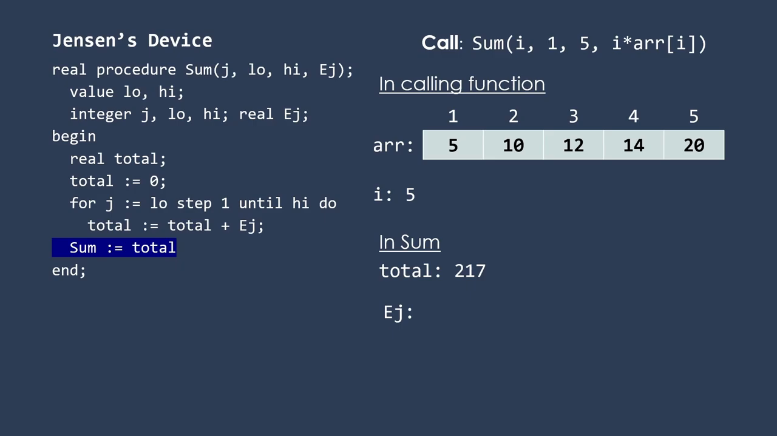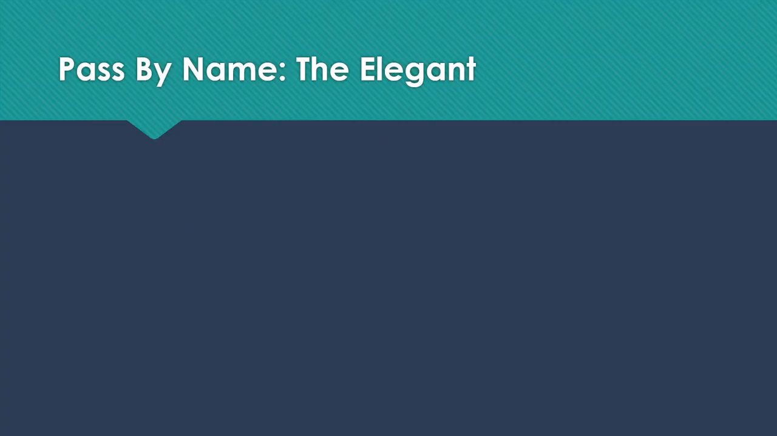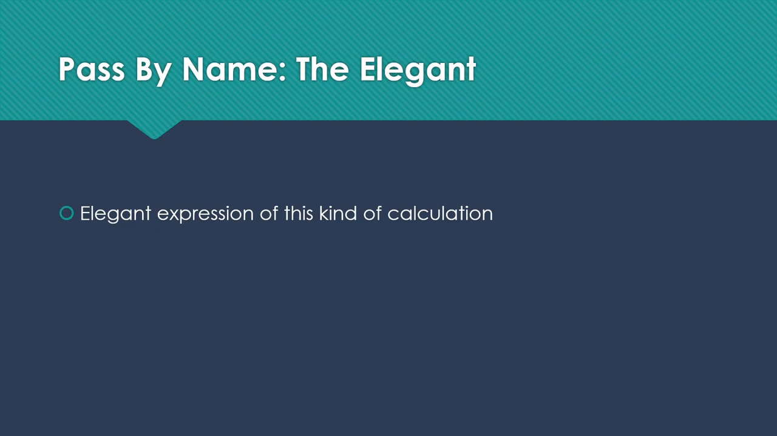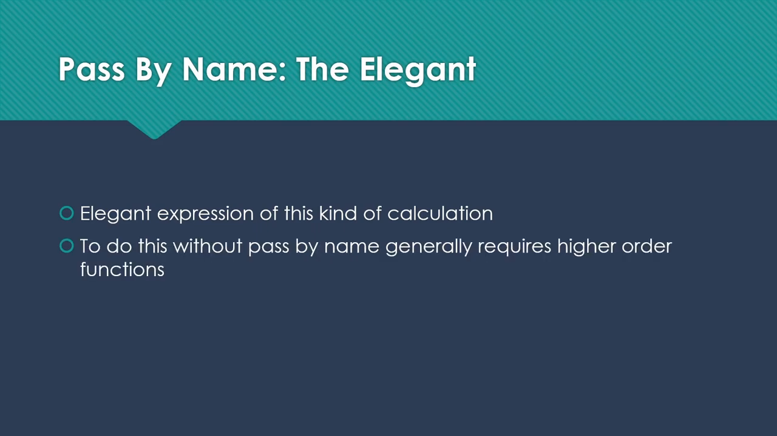So we were able to use the exact same code. We can do a wide variety of different kinds of sums here, giving different expressions for that third value. We can even make calls to sum and sum up a two-dimensional space with the same function. So kind of cool in its way. And that is what we consider the elegant part of pass by name. It's a very elegant expression of this kind of calculation. To do this without pass by name generally requires higher order functions, which is how many modern languages do it. Now, some of the functional components they include is to support this kind of calculation.